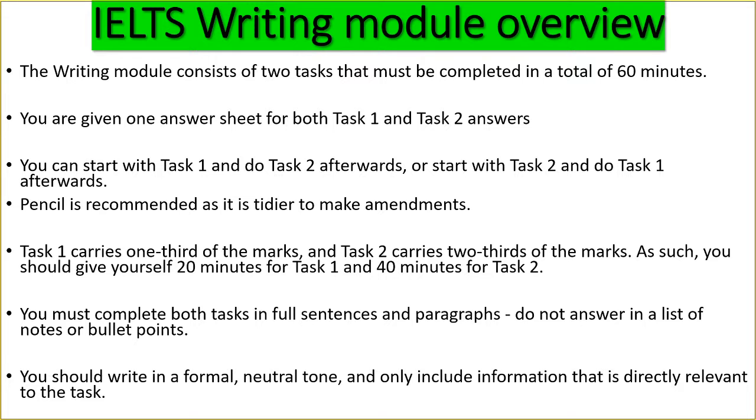Task 1 carries 1/3 of the total writing marks, and task 2 carries 2/3 of the marks. So you should give yourself 20 minutes for task 1 and 40 minutes for task 2. You must complete both tasks in full sentences and paragraphs. Do not answer in a list of notes or in the form of bullets. You need to answer your questions fully. You should write in a formal, neutral tone and only include information that is directly relevant to the task.